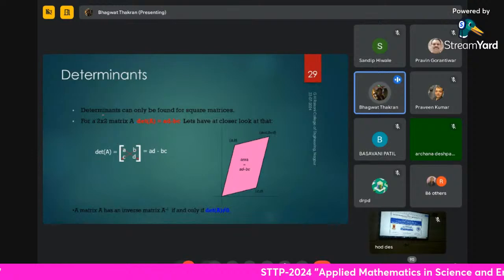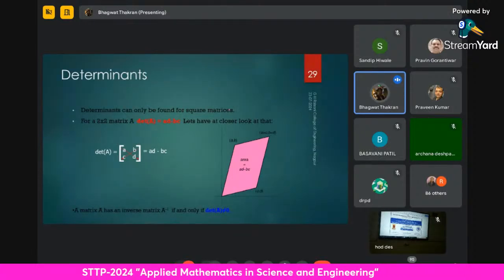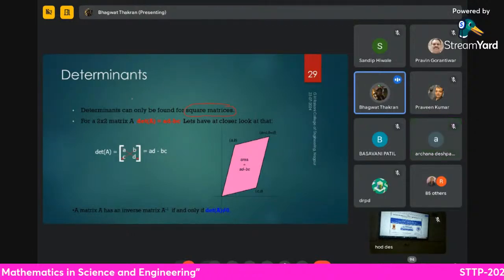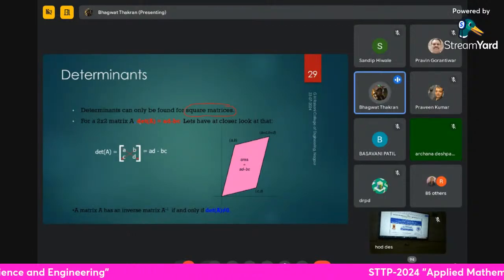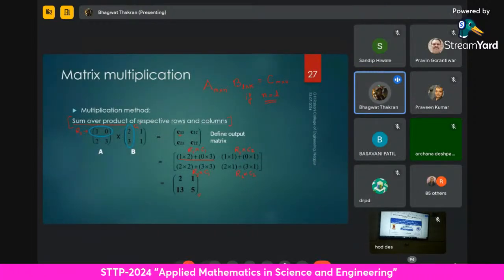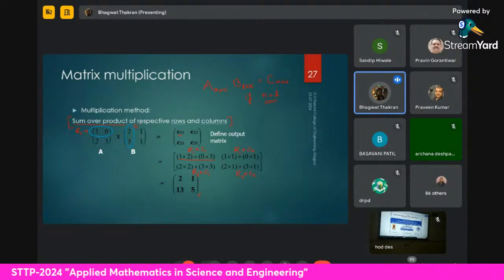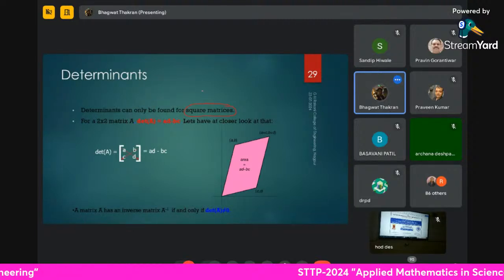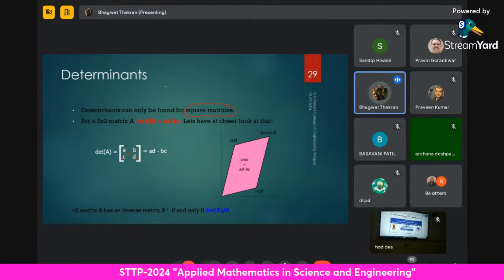Determinant. The thing is that it says we can find the determinant of only a square matrix. But what is a determinant? Right now we have gone through matrix multiplication, addition, and all these parts. We have seen combining the vectors forms a matrix. So the determinant is nothing but a value. It represents a value of a given matrix.